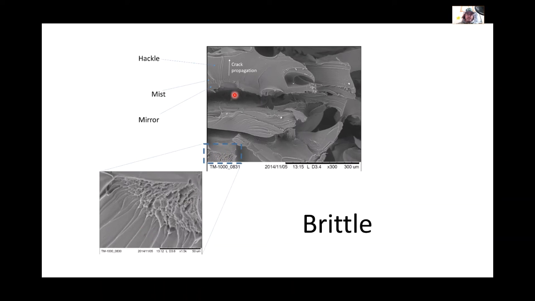So it's propagating mirror, mist, hackle in that order. Mirror, mist, hackle in that order. So kind of keep that in mind. So 3D printed structure, different fracture surfaces, but we're seeing cracks that are propagated in many different directions. It's really kind of a cool thing. I look at these quite often, and quite happy when I do.